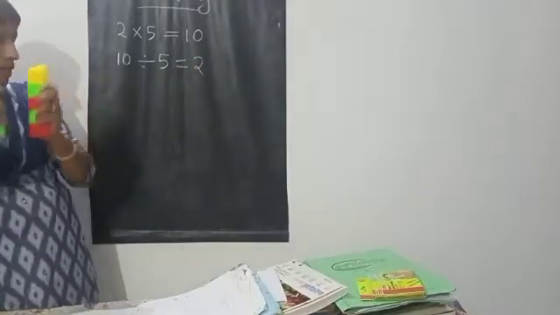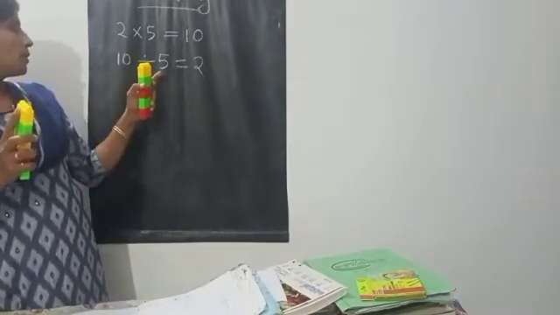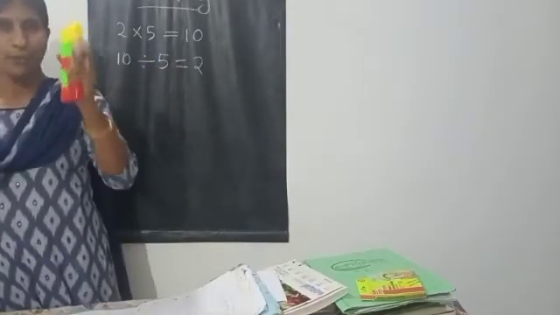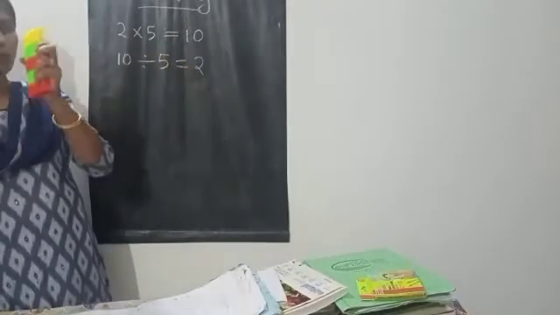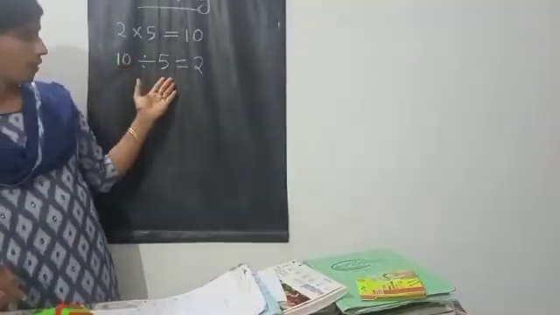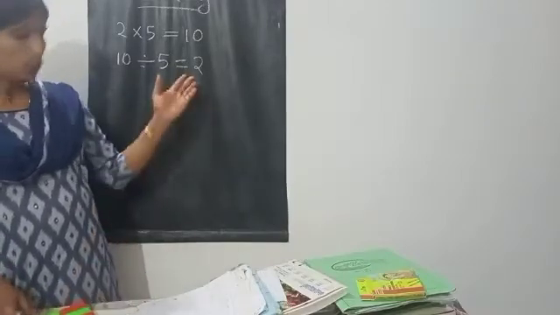Total 10 cubes. Then I have divided into sets having 5 each. Then I got 2 sets. So we can say 10 divided by 5 is equal to 2.